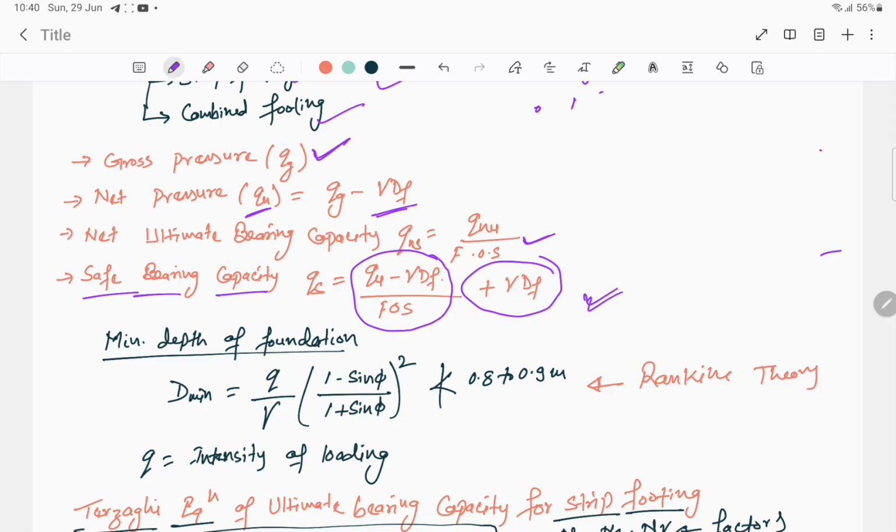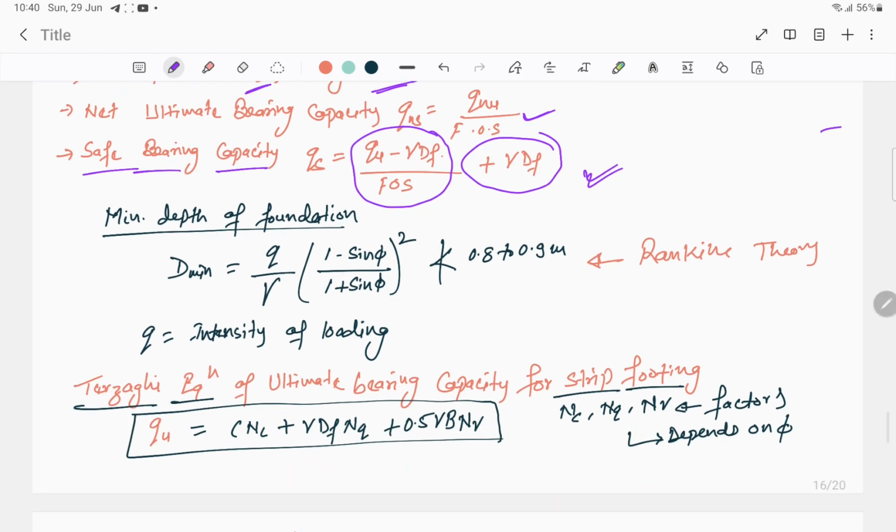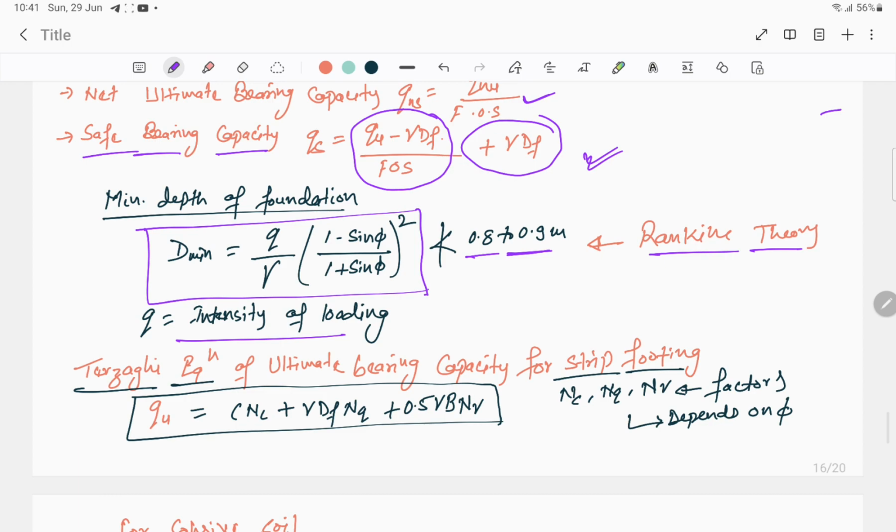Now the minimum depth of footing is not less than 0.8 to 0.9 meter, and there is a formula which gives you the depth of footing calculation, that is given by Rankine theory. Rankine theory states that the minimum depth of footing is Q upon gamma into ((1 minus sin phi) divided by (1 plus sin phi)) whole square. From this formula you can calculate the minimum depth of the footing, and it should not be less than 0.8 to 0.9, where Q is the intensity of the loading.